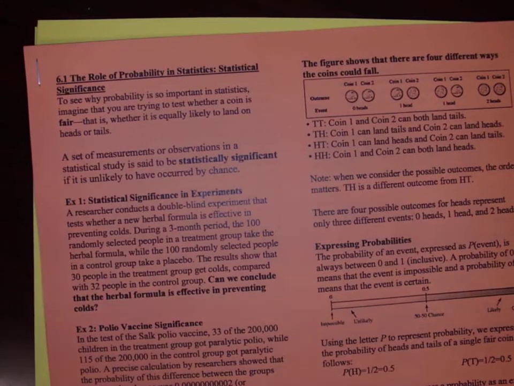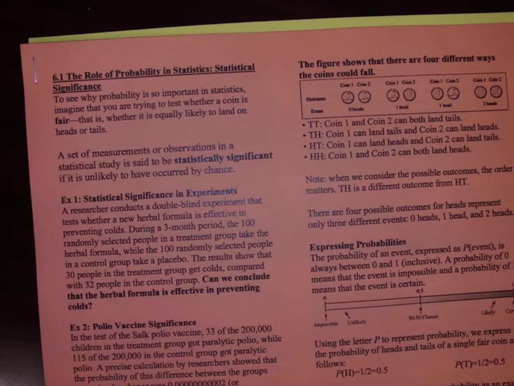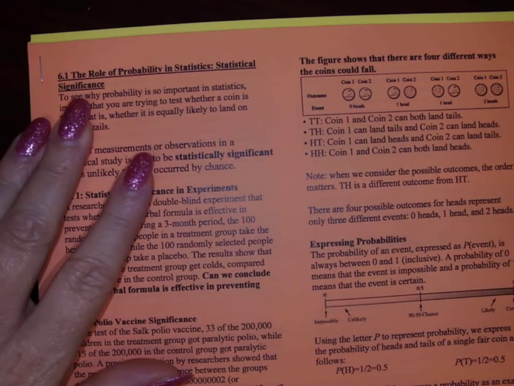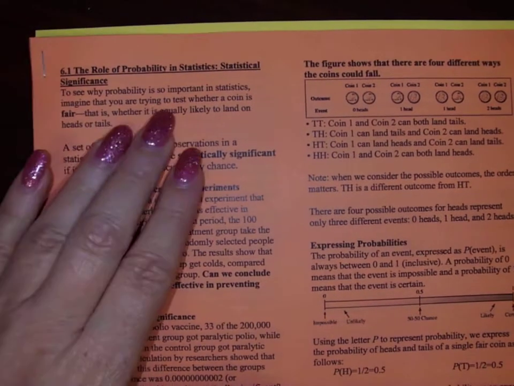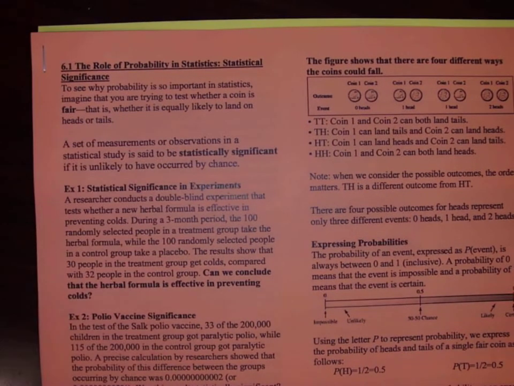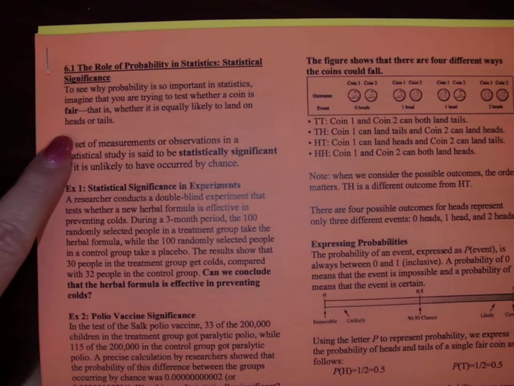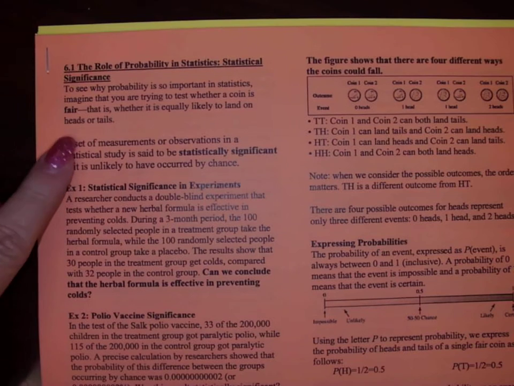All right, so we are going to talk about statistical significance. The section in our book is a little bit longer, but basically it's statistical significance. To see why probability is so important in statistics, imagine that you're trying to test whether a coin is fair. That is, whether it is equally likely to land on heads or tails.